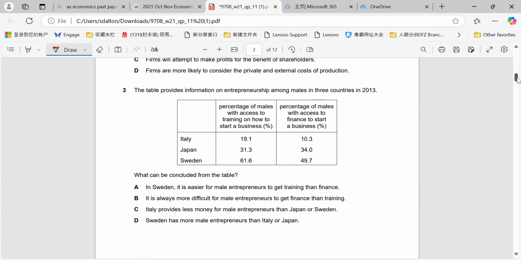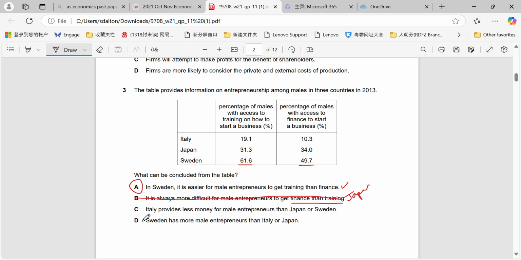Okay, question 3. Table provides information on entrepreneurship amongst males in 3 countries in 2013. What can we conclude from the table? In Sweden, it's easier for male entrepreneurs to get training than finance. Sweden, 61% of males can get training, but only 49% can get finance, so that's true, right? It's always more difficult for male entrepreneurs to get finance than training. That's not true, because we can see in Japan that it's actually easier for them to get finance instead of training.